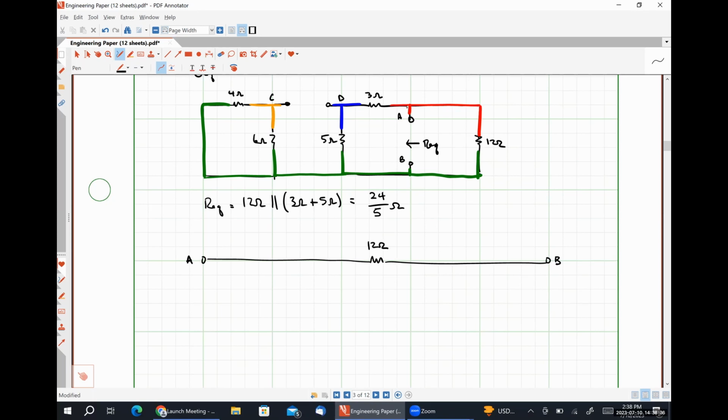I can go from A to B through node D. So let me put D here. To go from A to D, I go through the 3 ohm resistor. And to go from D to B, I have to go through the 5 ohm resistor.